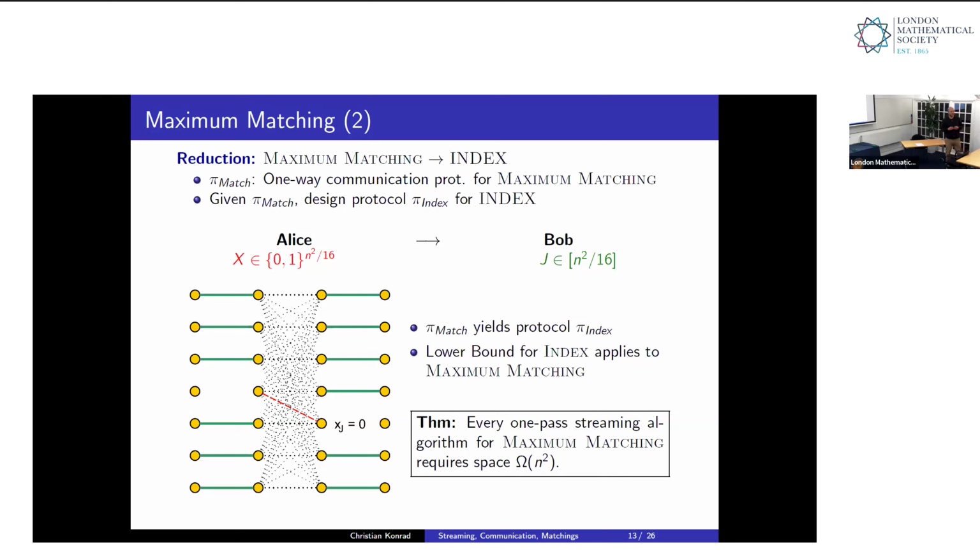I'm confused, sorry. Sure. So Alice constructs that graph. Yeah. But does Bob know which vertices are which set? Yeah, good. Alice and Bob, they agree on these vertices beforehand. Okay, they can, yeah, absolutely. Yeah, that's a good point.